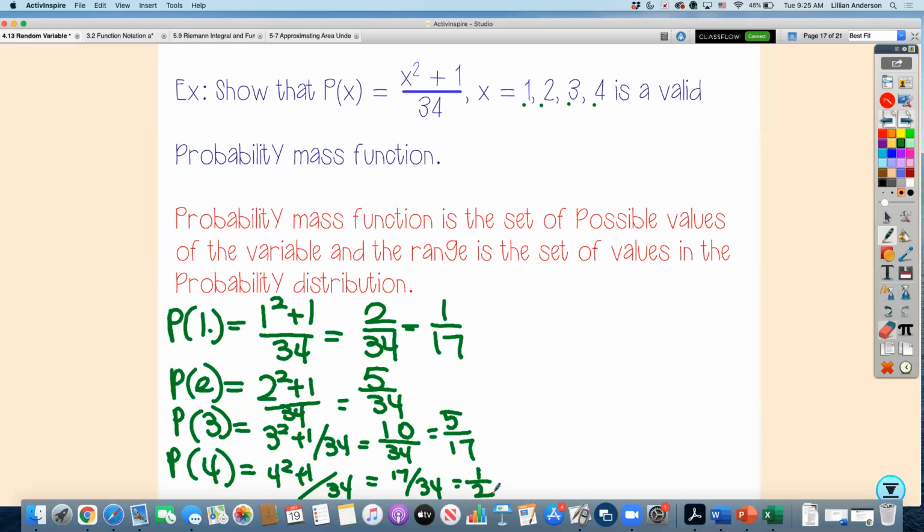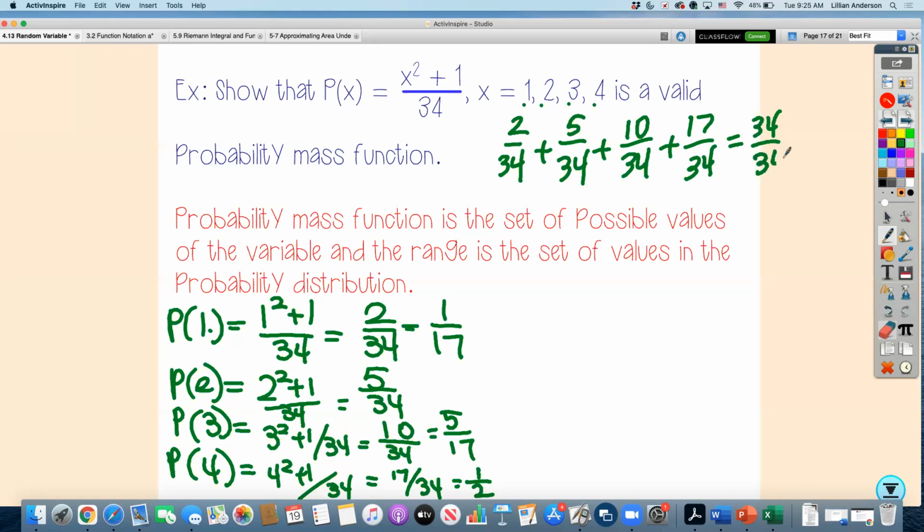Okay. Now it is asking you to show that it's a valid probability mass function. Again, all these probabilities should add up to equal what? 1. So if I keep the same denominators to make it a little bit easier on myself: 2 plus 5 is 7, 7 plus 10 is 17, 17 plus 17 is 34, and 34 out of 34 is indeed equaling 1. So yes, this is a probability mass function.